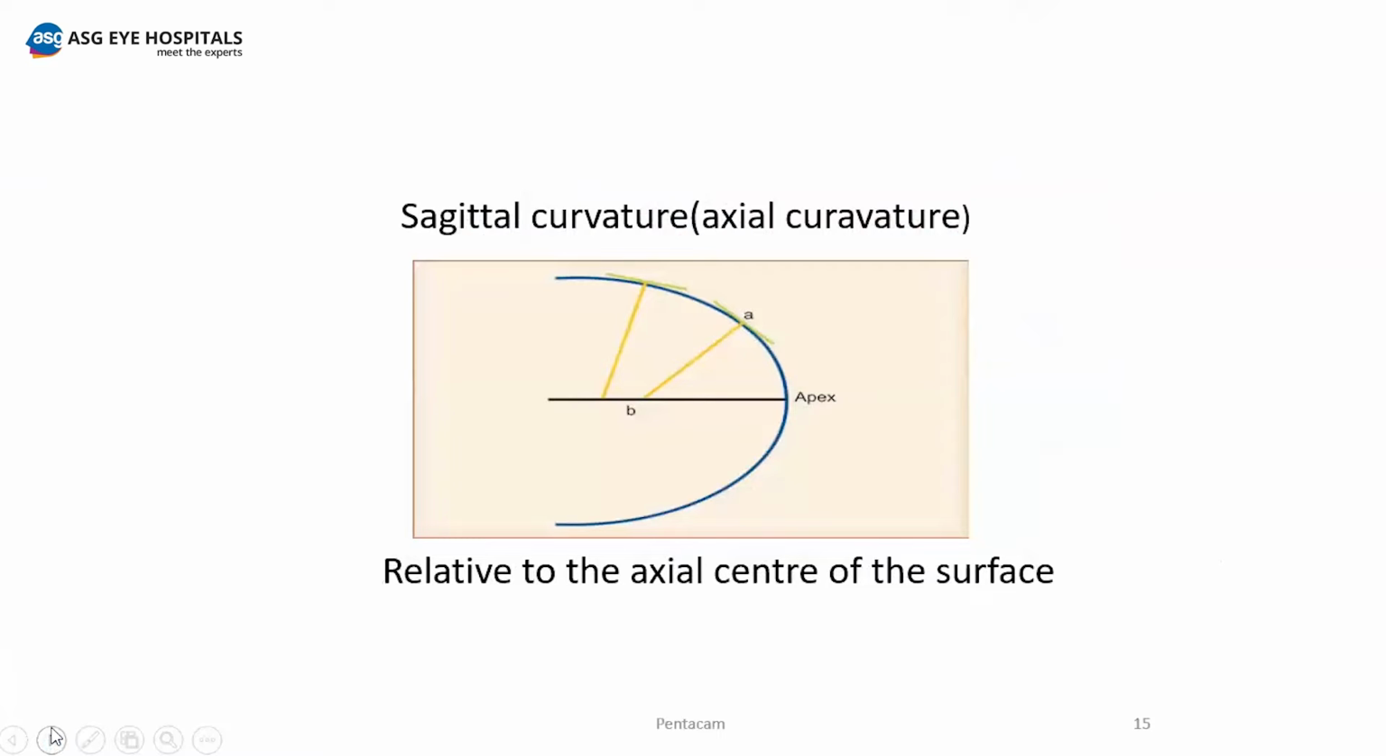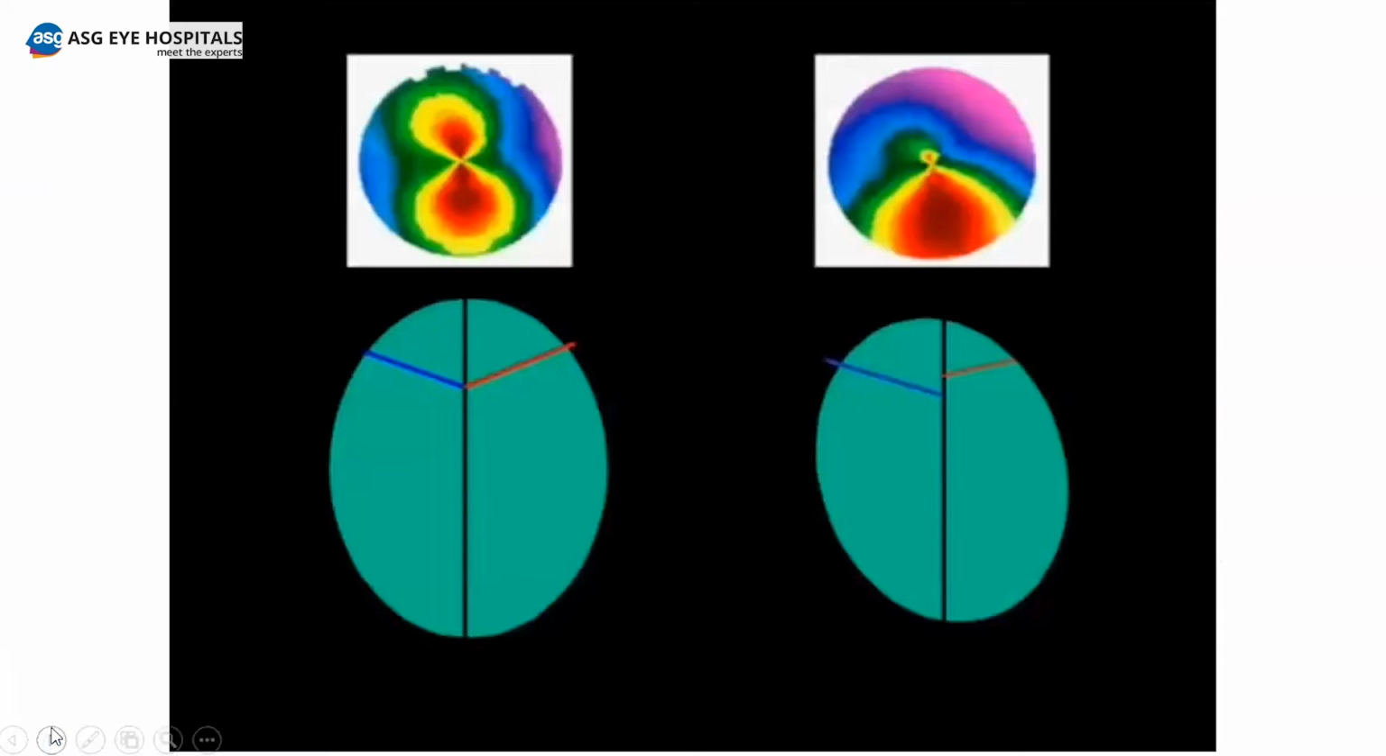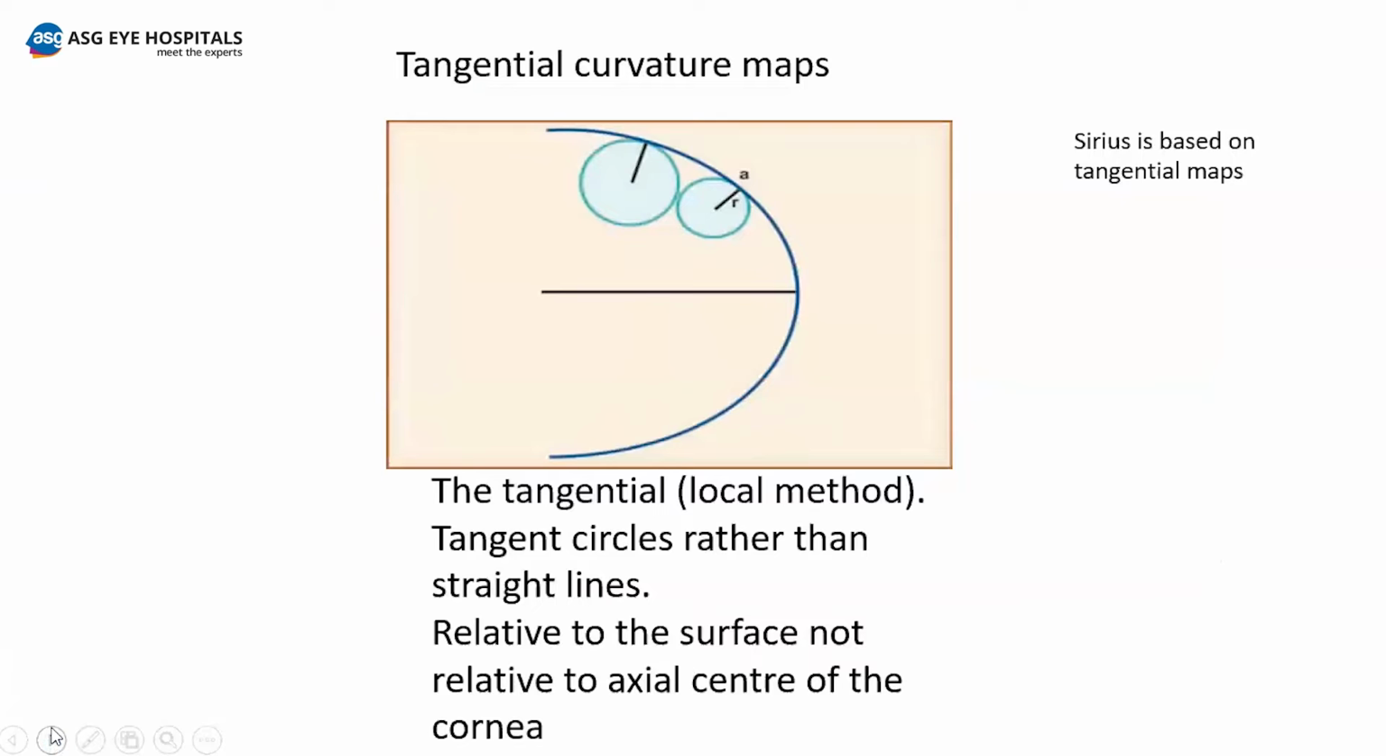There are two types of curvature maps. One is sagittal and one is tangential. Sagittal is relative to the axial center of the surface, and tangential is by drawing circles tangential to that particular area. So in tangential curvature maps, more localized elevations are better seen, and in sagittal, more global things are better seen. Sirius utilizes more of tangential maps in its calculations.